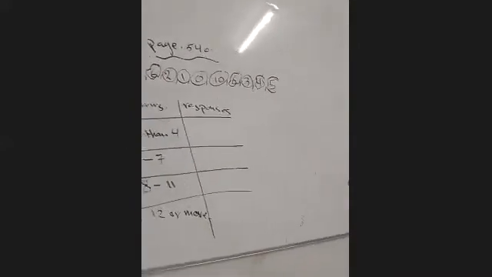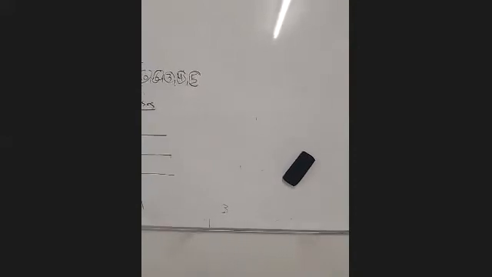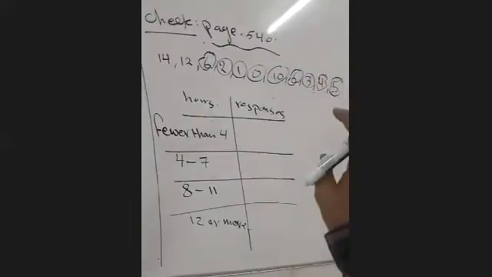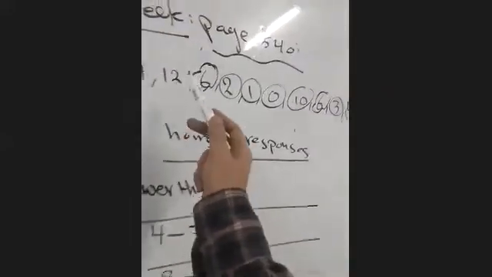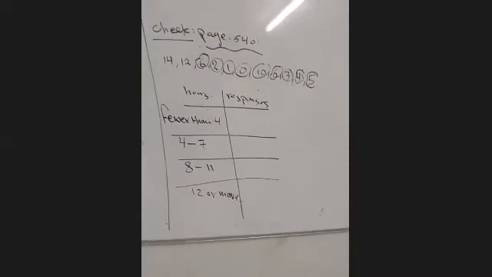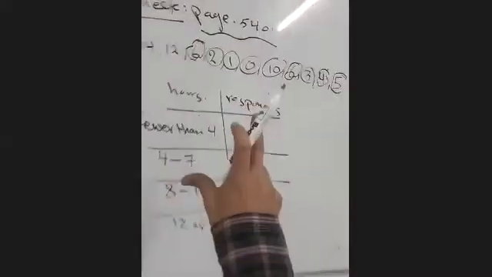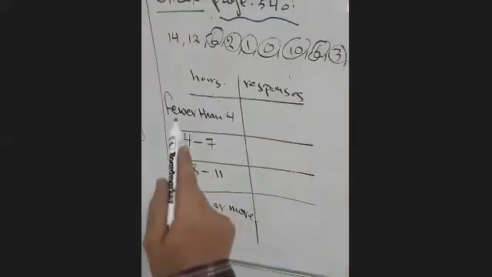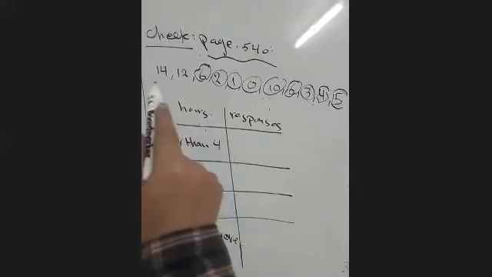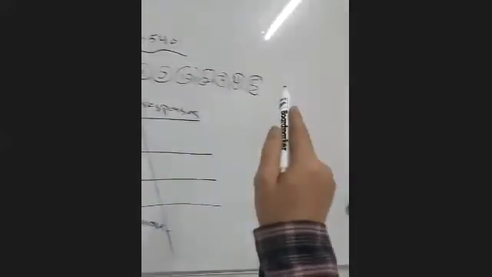Suppose you want to answer the statistical question: how many times does the typical middle school student exercise each month? The data are given: 14, 12, 6, 2, 1, 0, 10, 6, 3, 4, and 5, right? And the table is given also. The first one, they want fewer than 4. What will we take from here?